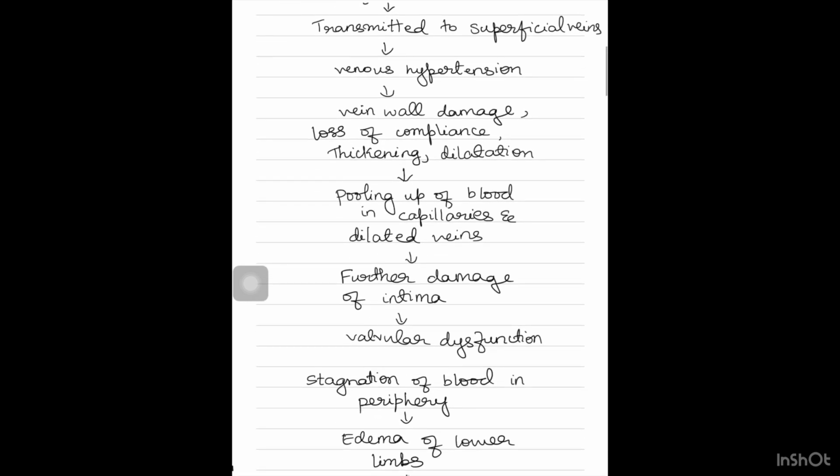So whenever a large amount of blood present in the deep venous system gets transferred to the superficial venous system, the vein starts getting modified to accommodate the large amount of blood coming from the deep venous system. In that way there will be damage to the intima, and it even causes loss of compliance. It loses its normal shape, starts getting dilated and becomes tortuous to accommodate the large amount of blood, and it causes thickening of the venous wall.